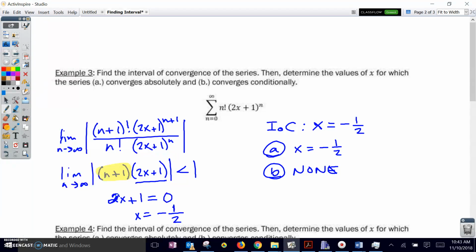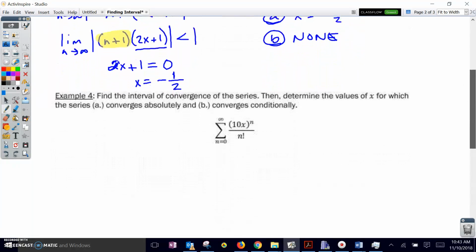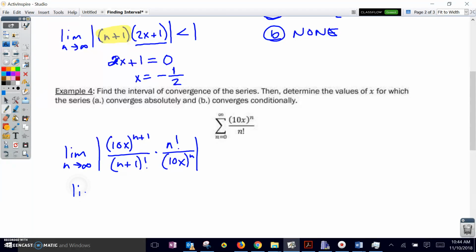Alright, example 4. We're going to set up our ratio test to find the base interval of convergence. We take the limit as n goes to infinity of the quantity 10x to the n plus 1 over (n plus 1) factorial times the reciprocal of a sub n. And simplifying this, we get the limit as n goes to infinity of 10x over n plus 1. We need this to be less than 1.